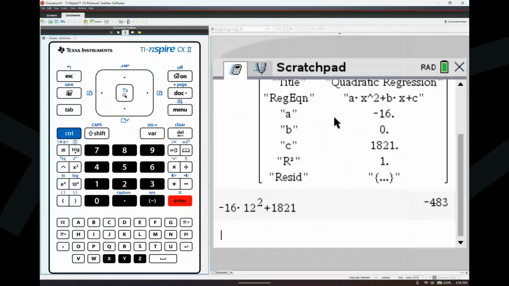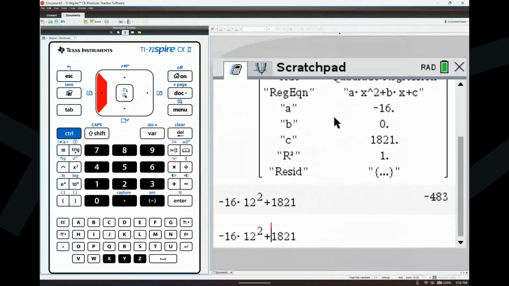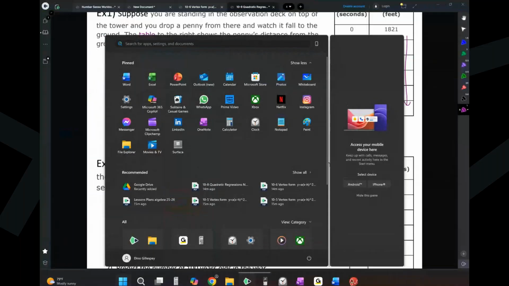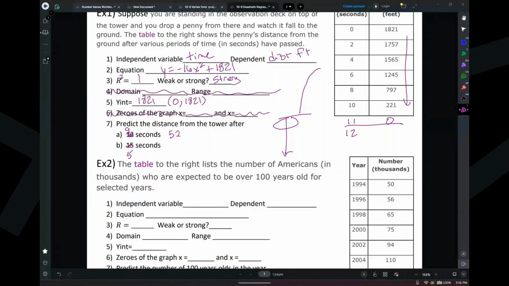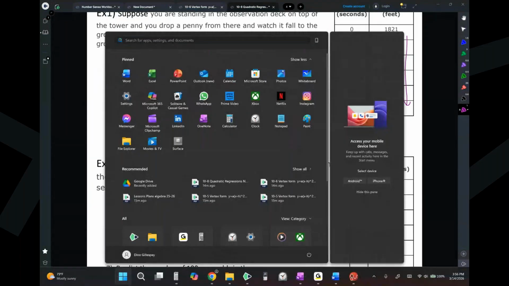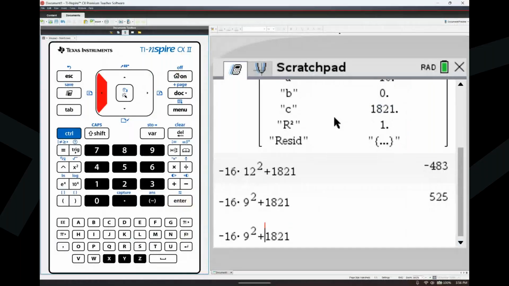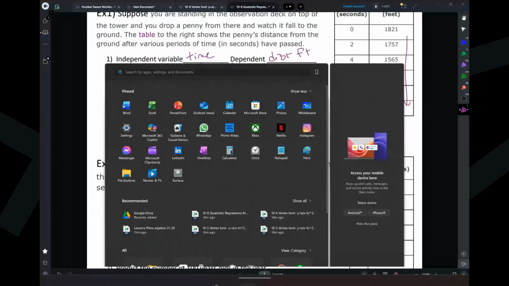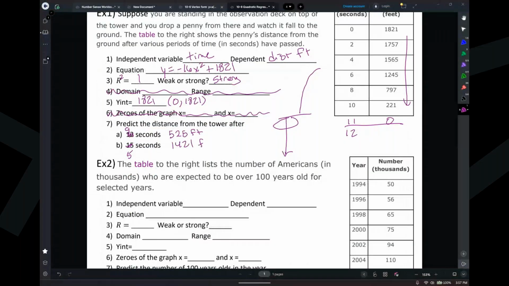So the easiest way to do this is just come up here, paste that, change the 12 to a 9, and you're done, right? So after 9 seconds, about 525 feet, right? And then after 5 seconds, let's see, just change it again, right? Change it to 5. And after 5 seconds, about 1420. Okay. All right. That's really all there is to that.